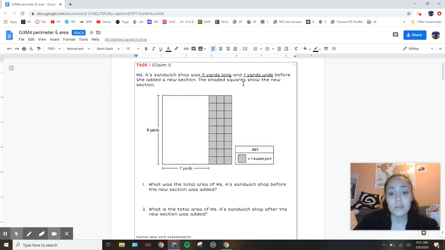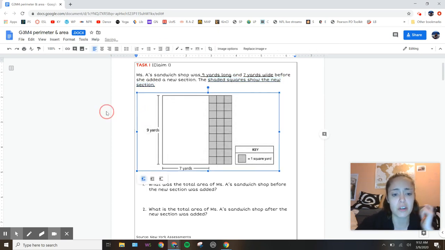The shaded squares show the new section. So I think, take a minute, what's important there? The shaded squares show the new section, okay? So I know that something has been added.